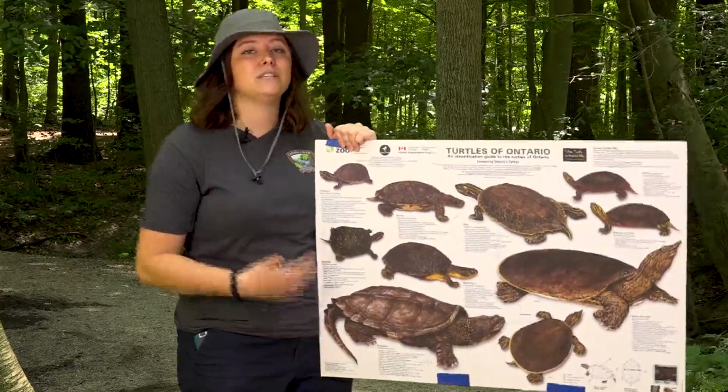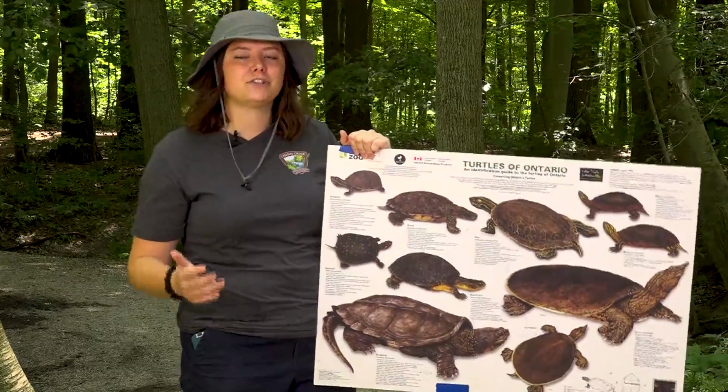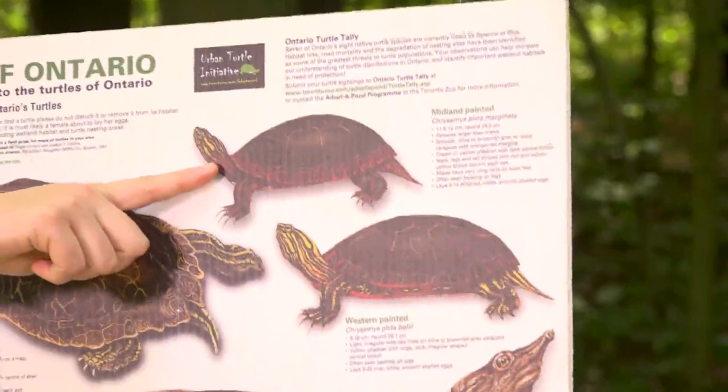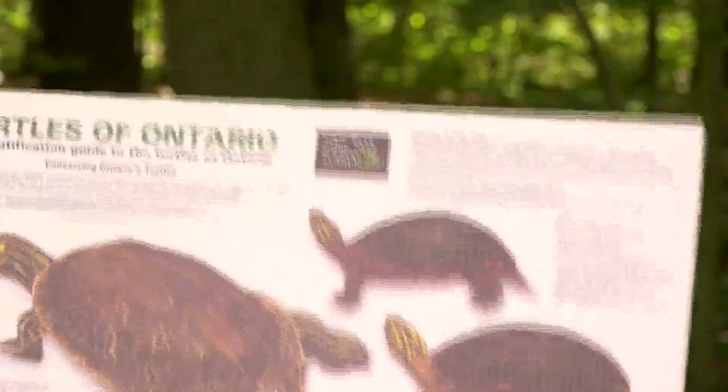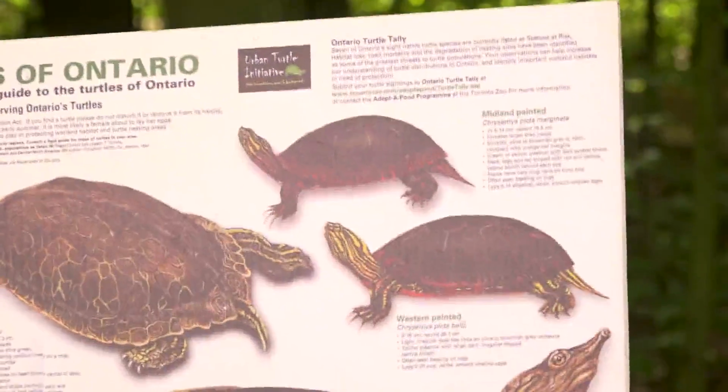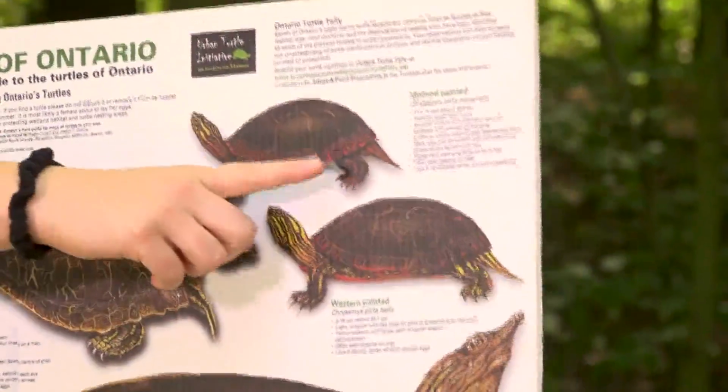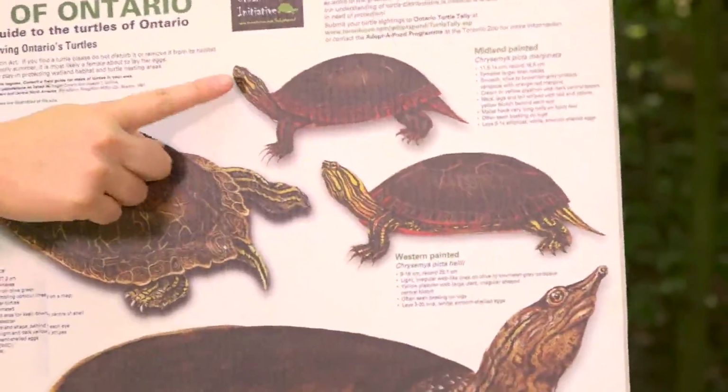So that's why you see a lot of turtles basking in the sun. They're just trying to warm up their bodies. The painted turtle, the one we find in Ontario, is called the Midland painted. This is probably one of the most common turtles in Ontario. It has a very pretty shell. You can see the red and the yellow on the head.